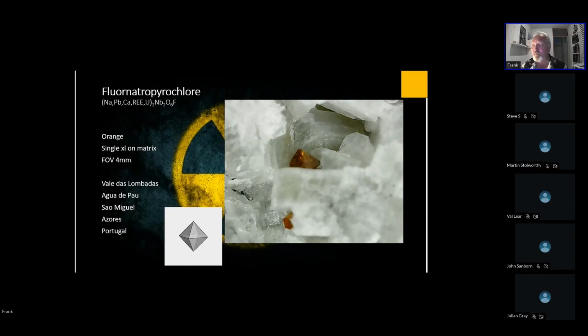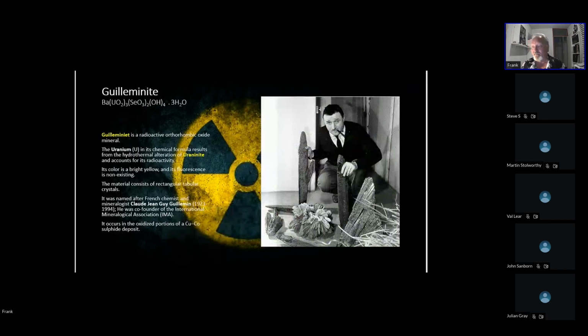This is one from the Poudrette quarry, Mont Saint-Hilaire, with rhodochrosite on an analcime crystal. The next one is a brown-yellow one from the Kuriskin Log in Chelyabinsk province in Russia. And this one I got from a friend of mine, André Westerman, who found it himself in the Água de Pau, in the Vale das Lombadas, in the Azores of Portugal.